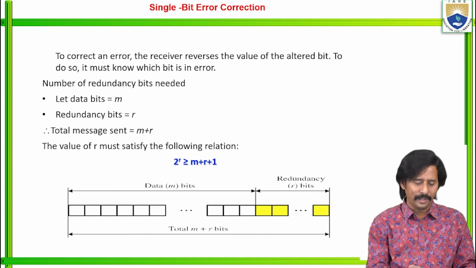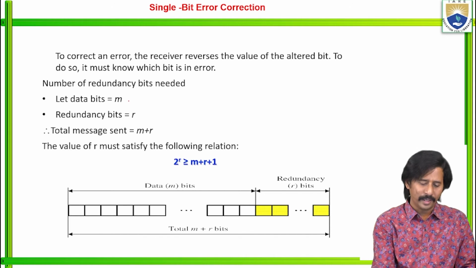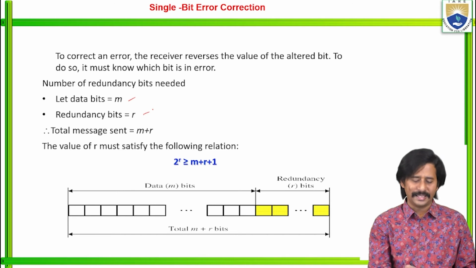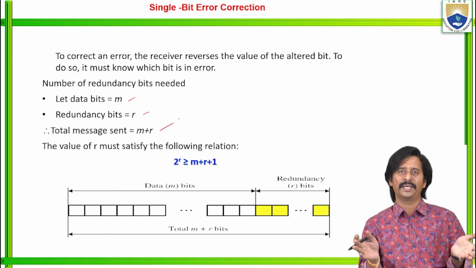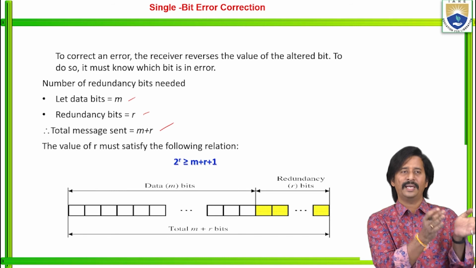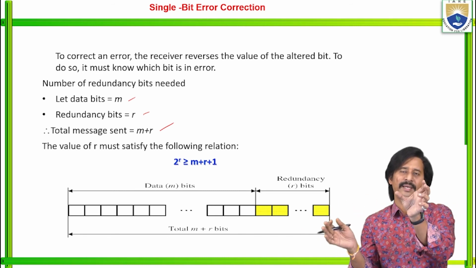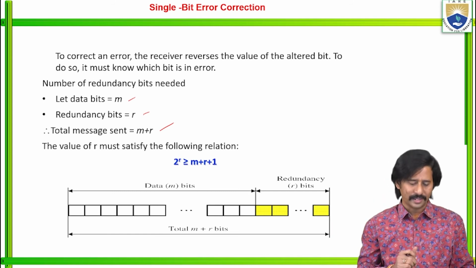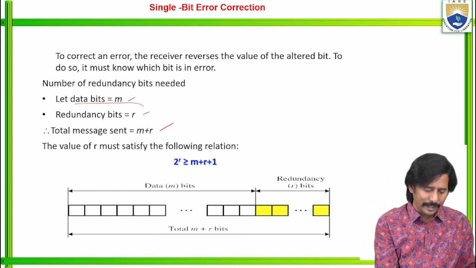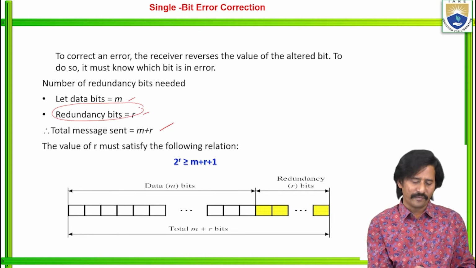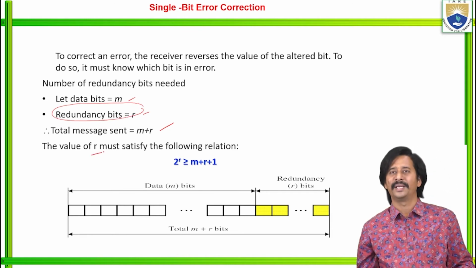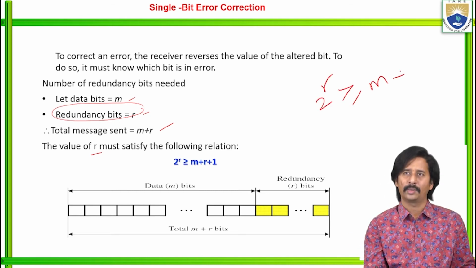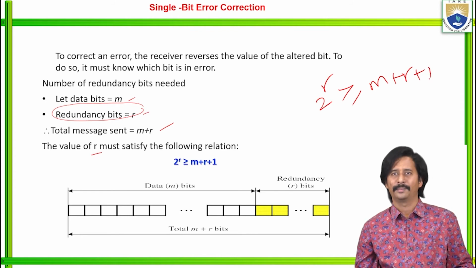Let us take a simple example. Let the data bits be m, the redundancy bits r, then the total message is m plus r. Finally, we need to send the information with the redundancy bits as well as the original data. So the total message sent is m plus r bits. The value of r must satisfy some relation. What is that relation? 2 power r is greater than or equal to m plus r plus 1.